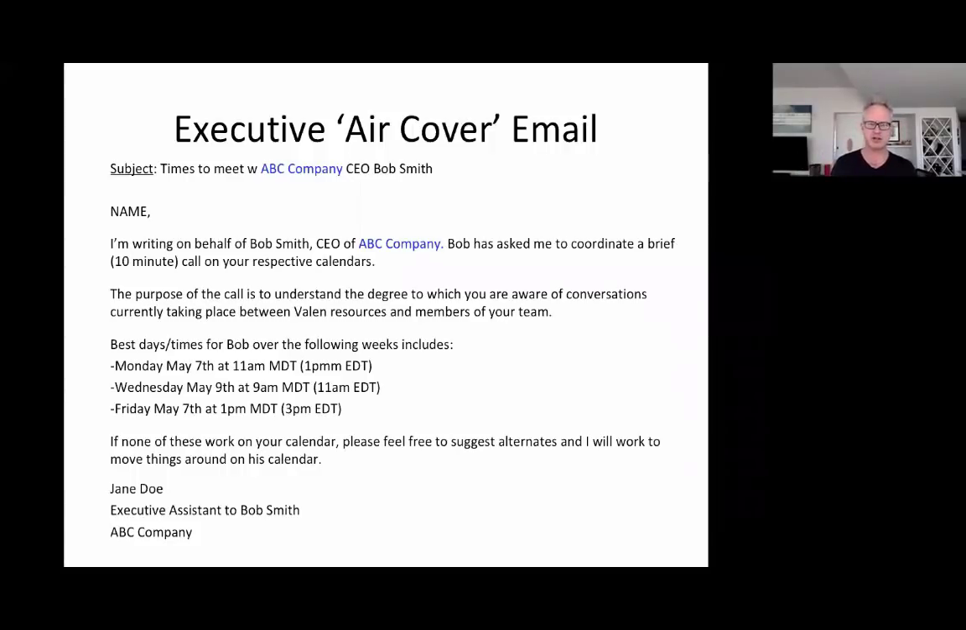So here's an example of it. Feel free to ask questions, but it's really pretty simple, right? The CEO sends an email, usually through their executive assistant, to the other CEO. "I'm writing on behalf of Bob Smith," and so on, with the purpose of getting a meeting on the calendar. I tell the story of this from a long time ago when I was with Lucent.